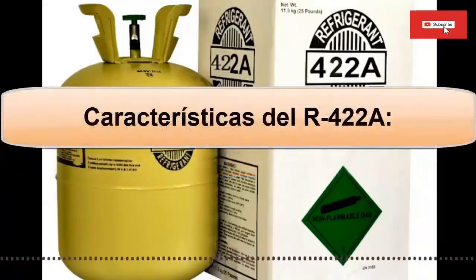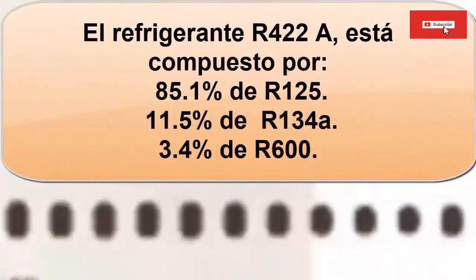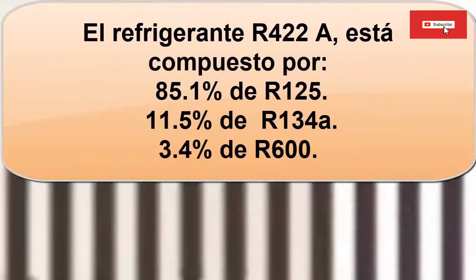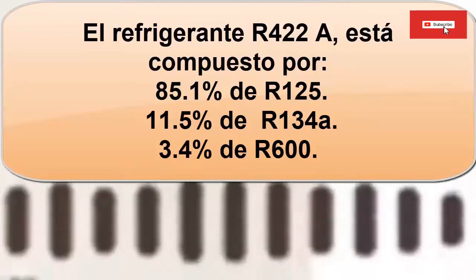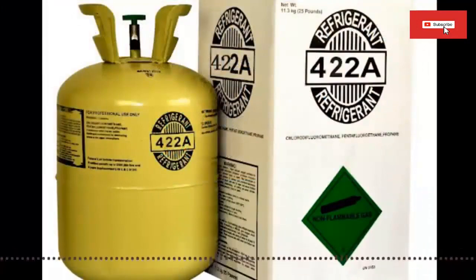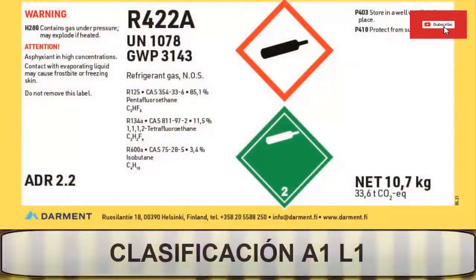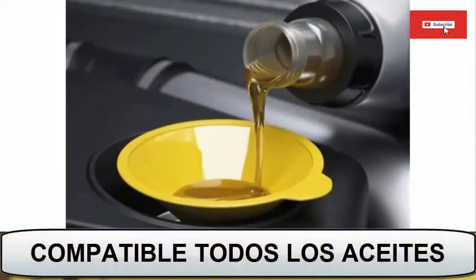The main characteristics of R422A refrigerant gas are: 1. R422A refrigerant is composed of 85.1% R125 refrigerant, plus 11.5% R134a refrigerant, plus 3.4% isobutane gas. 2. R422A refrigerant is non-flammable and non-toxic, with safety classification A1, group 1. 3. R422A refrigerant is compatible with new and traditional lubricants including MO mineral oil, AB alkylbenzene oil and polyester oil.